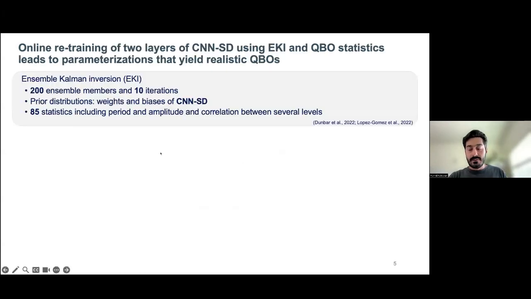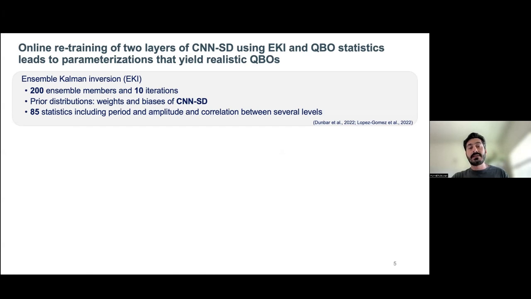For this we use ensemble Kalman inversion, which is a derivative-free optimization, and thus ideal for GCMs. We are using a package developed by Klima, also part of Wesri. Our setup includes 200 ensemble members and 85 statistics, which include the QBO period and amplitude, for example. And our prior distributions are actually based on the biases of the CNN trained in the small data regime.